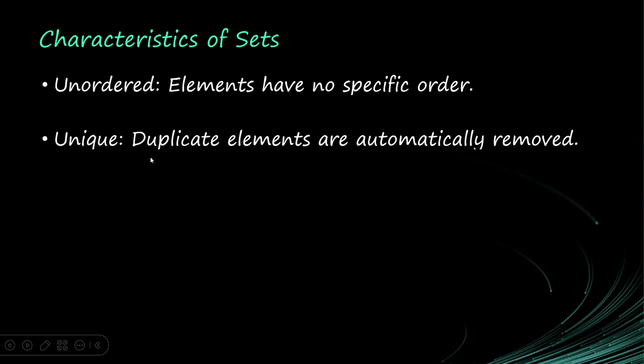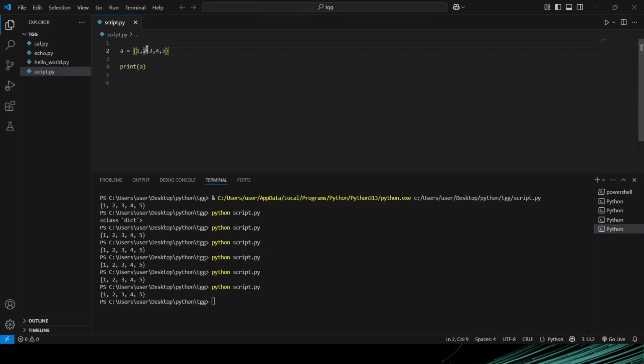So they are unique elements; you cannot have duplicate elements. Even if you have duplicate elements, they will be automatically removed. So let's say in this my set now, I have four here.